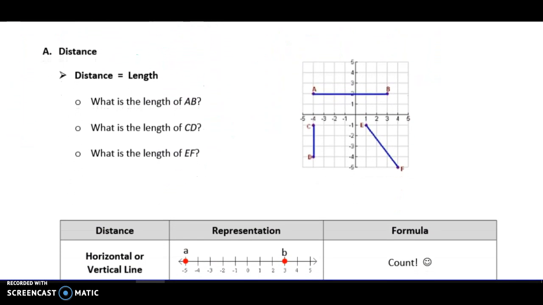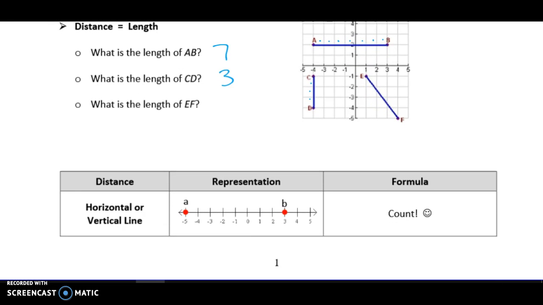So now we're going to start with distance, and we're just looking at simple horizontal and vertical lines. On this picture, what is the length of AB? 1, 2, 3, 4, 5, 6, 7. AB is 7. CD, 1, 2, 3. What about EF? How do we figure out what that is? When it's straight, horizontal, and vertical, we can just count. When it's not, we have to utilize other things.